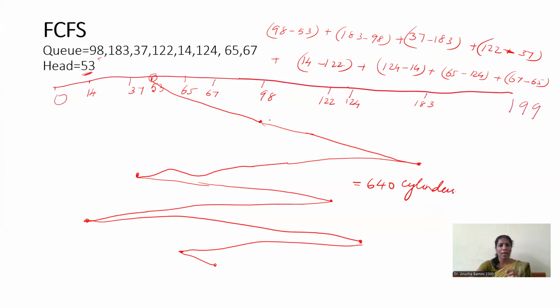This is the total movement of the disk arm to search or retrieve the data. So this is the answer for FCFS.